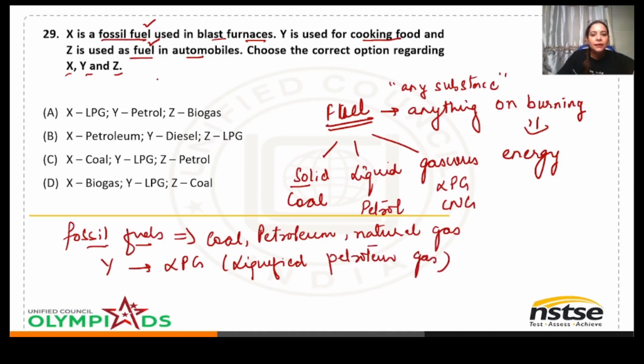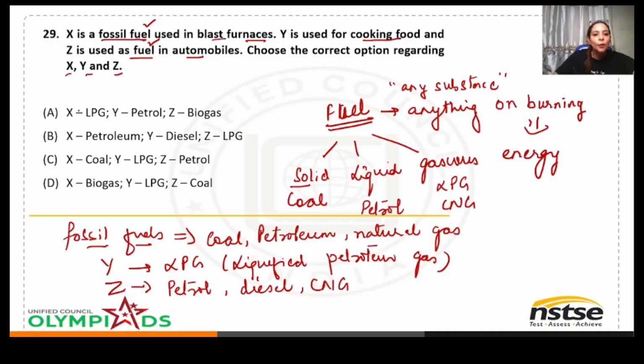And here you have the third clue that Z is used in automobiles. We use petrol in automobiles. Automobiles run on diesel also, like the heavy vehicles, and also CNG. These are the fuels. We cannot include the electric ones, like nowadays there are many automobiles which make use of batteries, but here we have to make use of only those substances which act as a fuel. So that is why we cannot include automobiles with batteries. We will include petrol, diesel or CNG.